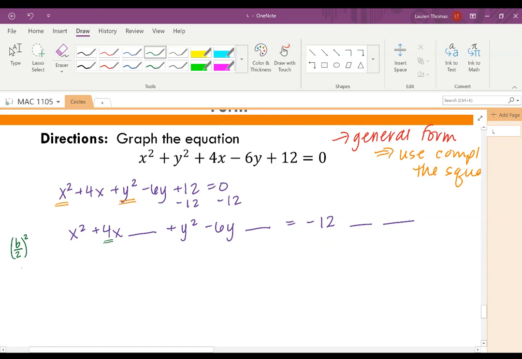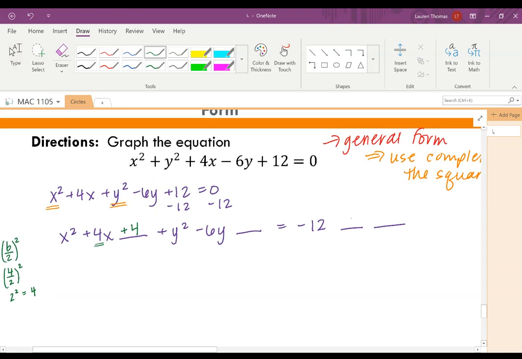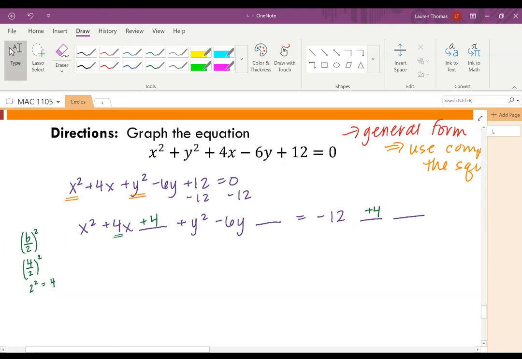So if I plugged it in, that's going to be 4 divided by 2 squared. 4 divided by 2 is 2, and 2 squared is 4. Okay, so we're going to add 4 to this side. Okay, now whatever you do to one side of the equation, you have to do it to the other. So because I added 4 to the left side of the equation, I also have to add it to the right side. Okay, so we did it for our x's.